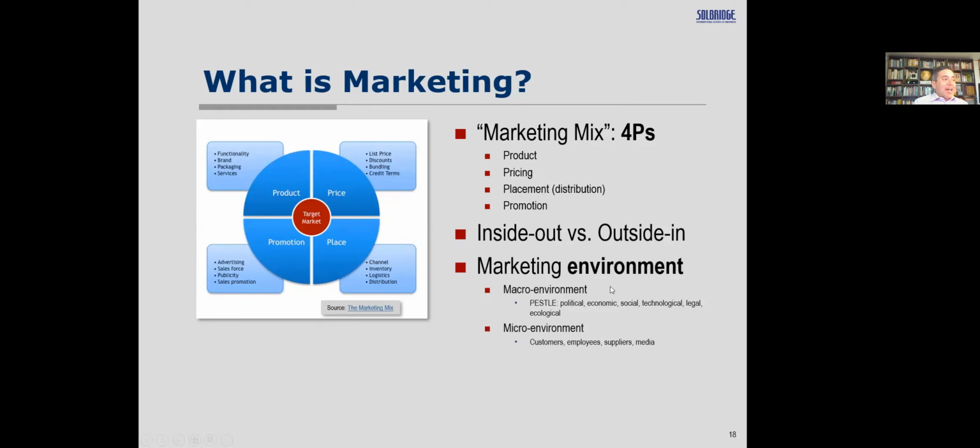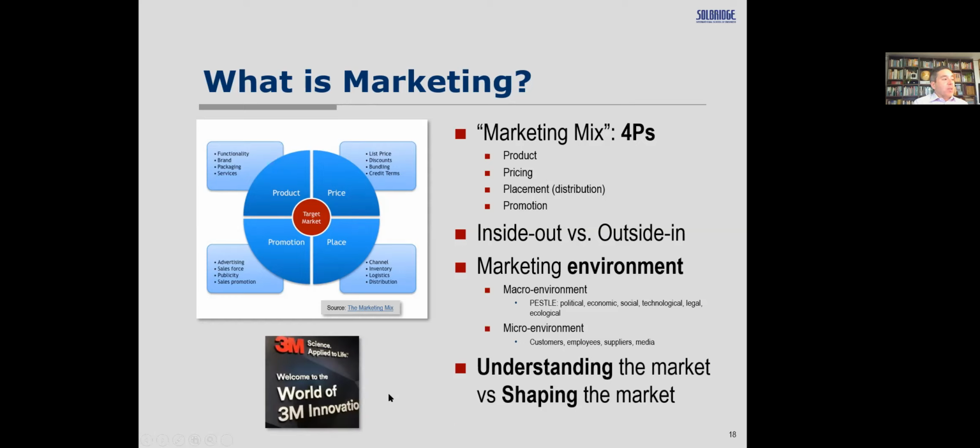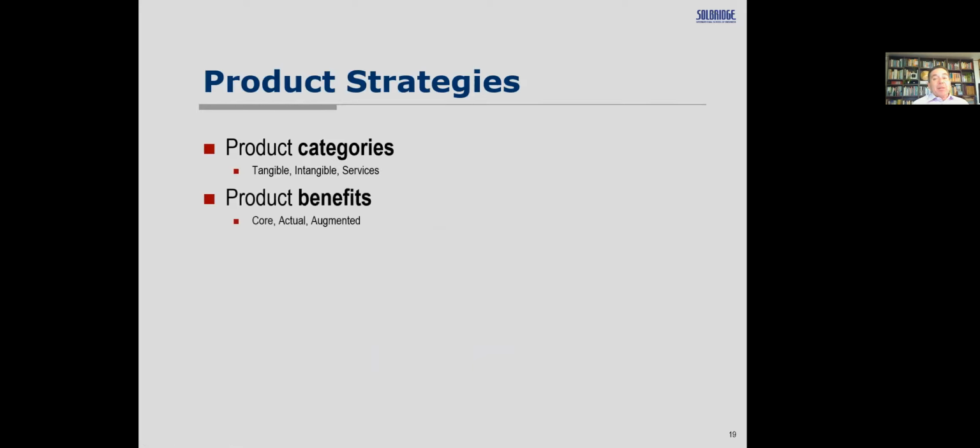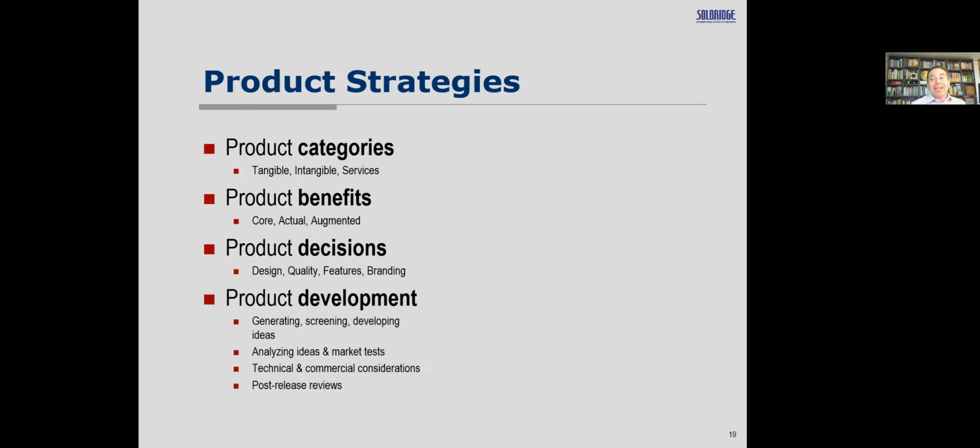So we talked about inside out versus the marketing environment, understanding the market and shaping the market. So let's talk briefly about some product strategies. To understand the product strategies, we should understand product categories, tangible product, intangible product, or services. What are the benefits, the core benefits, the actual benefits, the augmented benefits? Various product decisions. How do we design the product? What quality do we choose? What are the features? What is the branding? And the product development. How do we generate ideas?